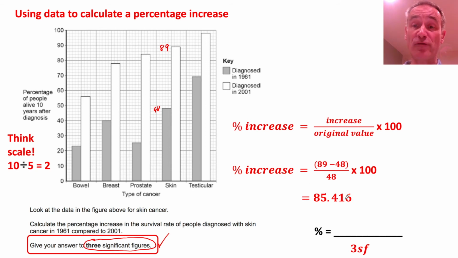85.416. Now I'll write that there, and I'd have lost my significant figure mark, but because I've written it underneath, I remember to quote that. So 3 significant figures, which is 85.4, and I've got all 3 of my marks. Really important to do that so that you don't lose your significant figure mark, which is easy marks in an exam.